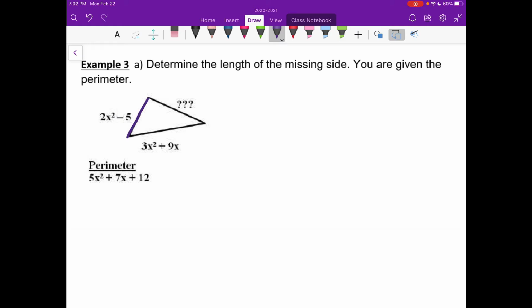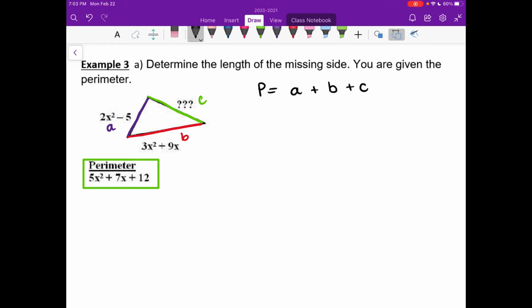So I'm just going to label this side as A. I'm going to label this side as B, right? And I'm going to label this side over here as C, right? So I have A, B, and C. And I know what P is already. I know P is 5x squared plus 7x plus 12. And I know that my regular equation for perimeter is equal to A plus B plus C.